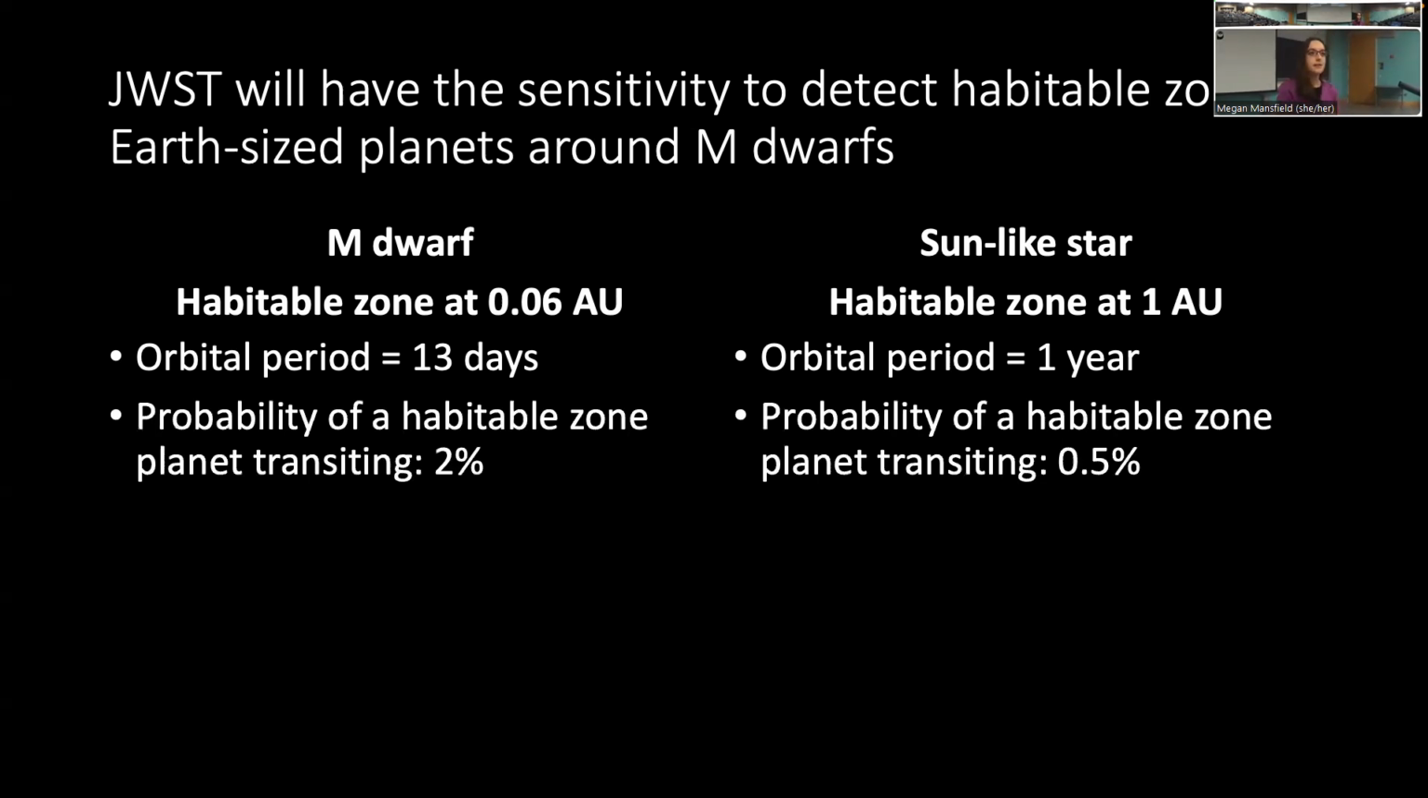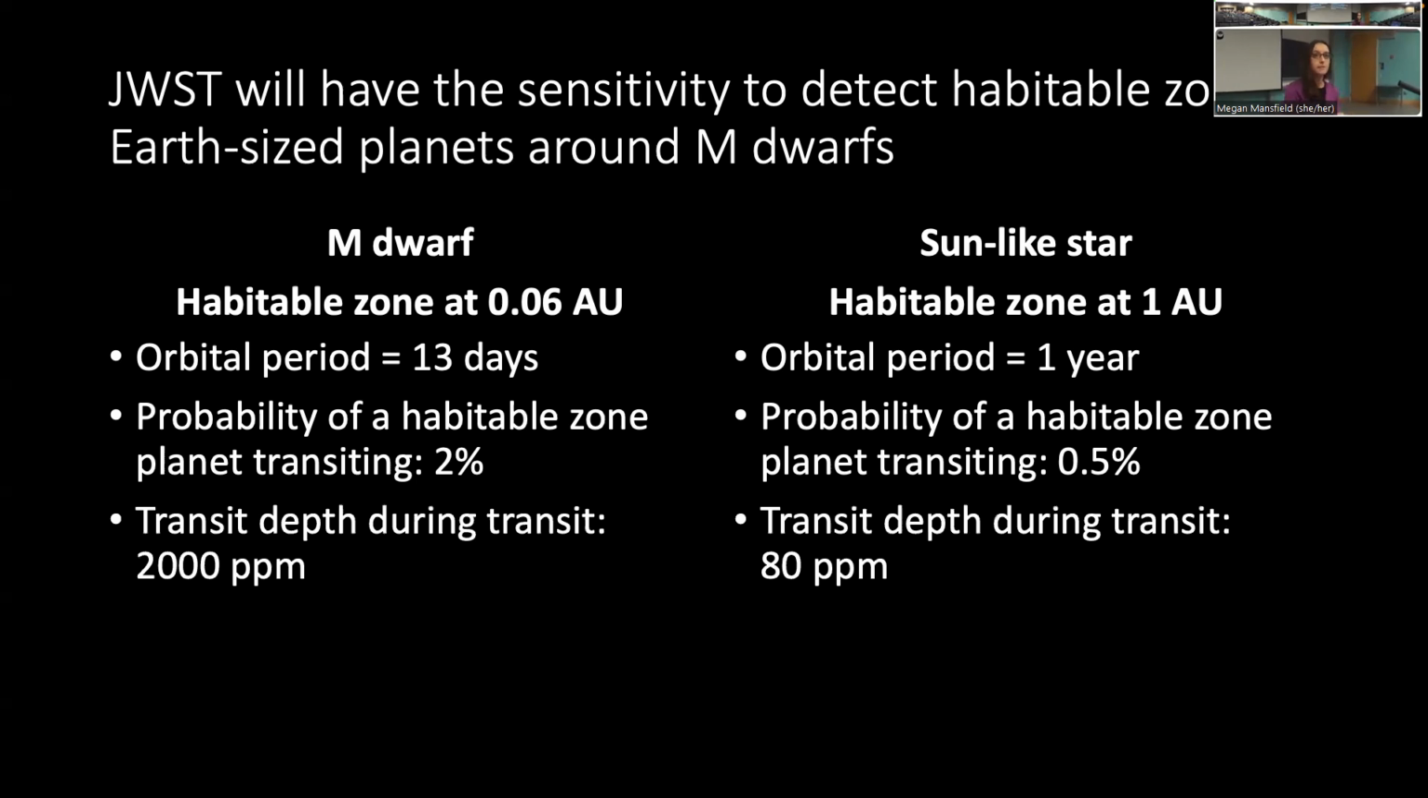Another reason is simply the probability of transiting is much higher for an M dwarf habitable zone planet, again, because it's so much closer in. And that's just because if you imagine for a transit, we have to be seeing the planet go in front of the star from our perspective. So there's a very small range of inclinations that are allowed for the planet to actually transit. And for a sun-like star where the habitable zone is much further out, that range of inclinations gets even smaller. So a planet in the habitable zone of an M dwarf has about a 4 times higher probability of transiting than a sun-like star planet.